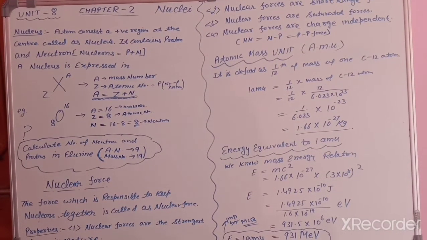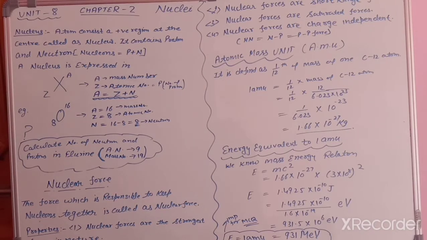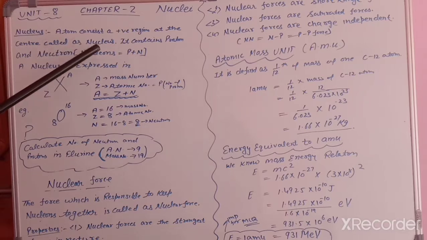What is a nucleus? As in the atomic model we have studied, the nucleus is the central part of the atom which is positively charged. The central part of the atom which is positively charged is called the nucleus. What is there in the nucleus?